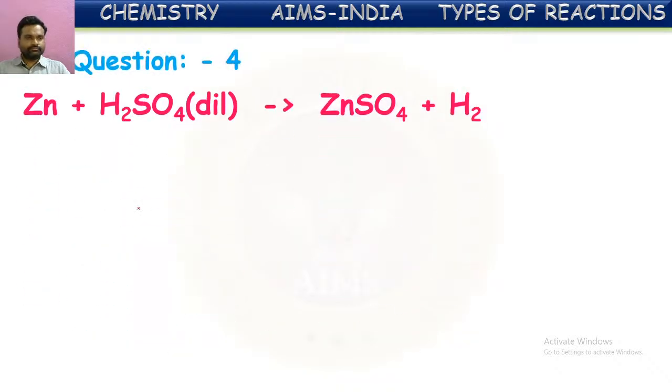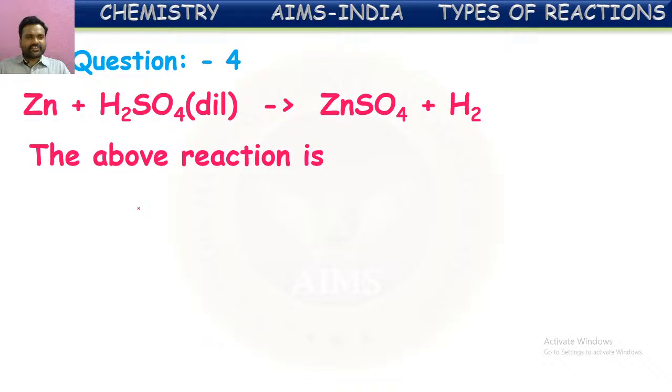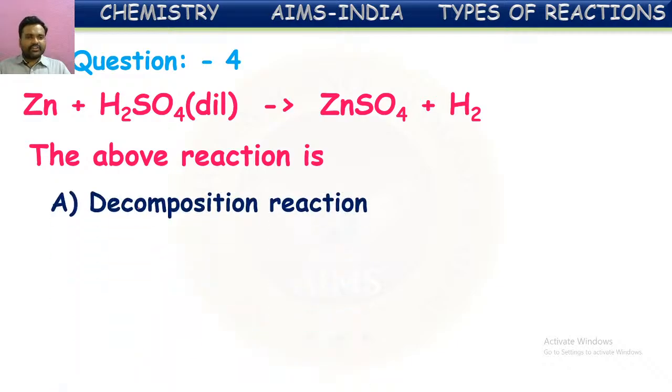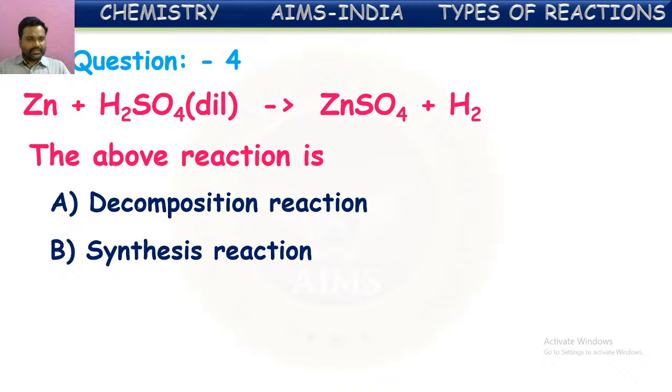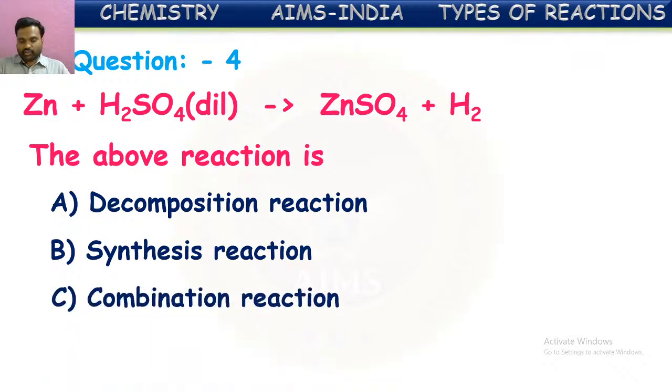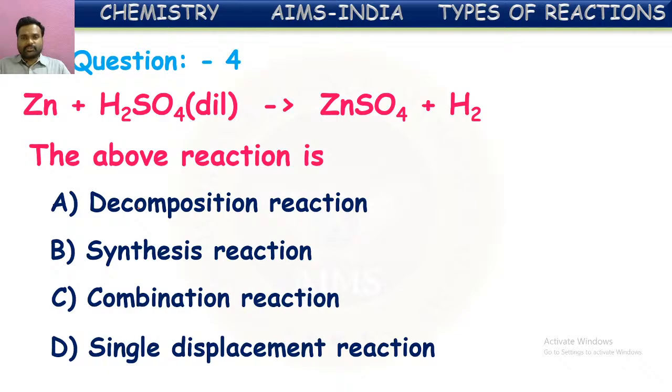Next one. They have given an equation: zinc combining with sulfuric acid to form zinc sulfate and hydrogen. The above reaction, what they are asking is, is it a decomposition reaction, is it synthesis or combination, or single displacement reaction? What kind of reaction is this? Reaction of zinc with dilute sulfuric acid to form zinc sulfate and hydrogen. Under which category does it come?